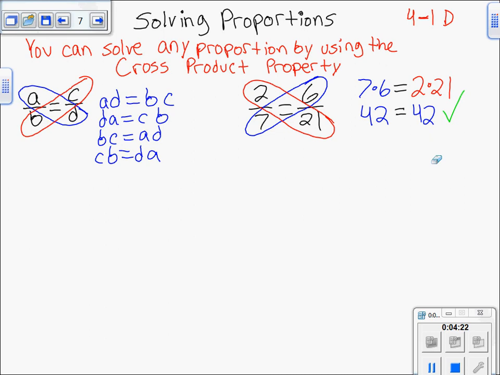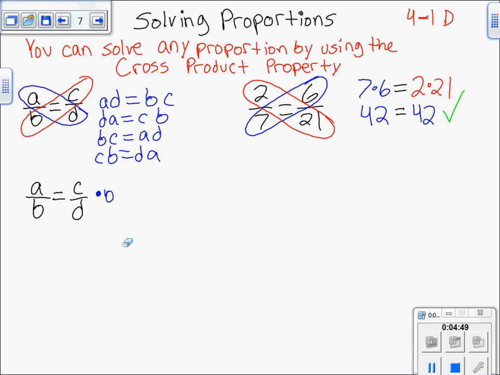Now, I'll take a quick moment to prove to you why it's true, because some people don't understand how do you know you can do that? So let's see, if we had a over b equals c over d, we're going to use what we know about equations. That tells us the number 1 rule is you can do whatever you want to an equation as long as you do it to both sides. So what we're going to do is multiply both sides by BD.